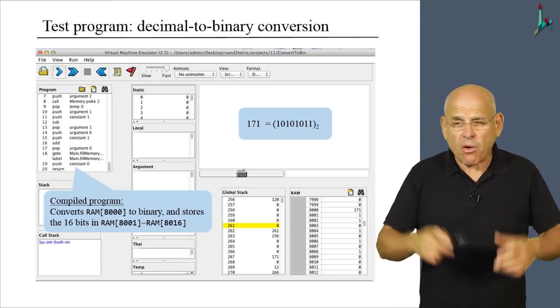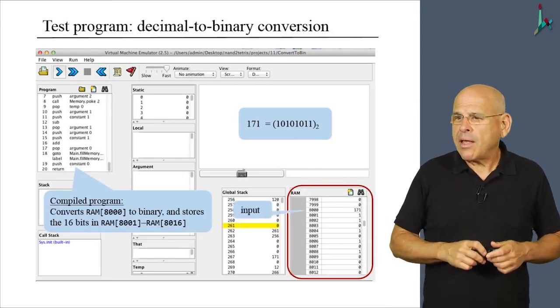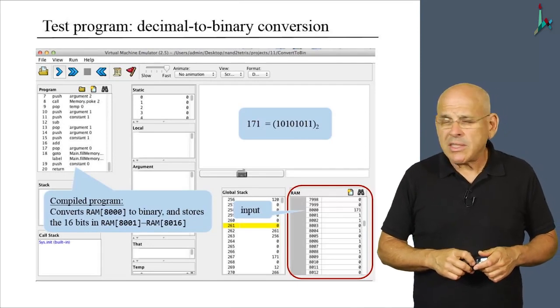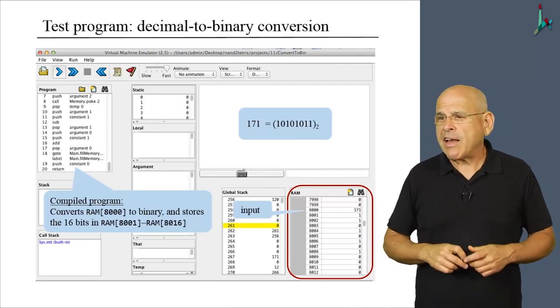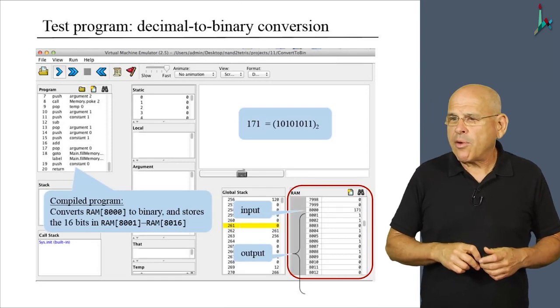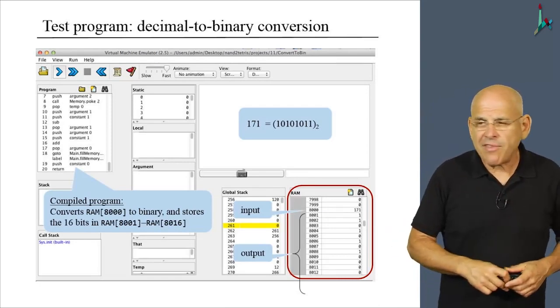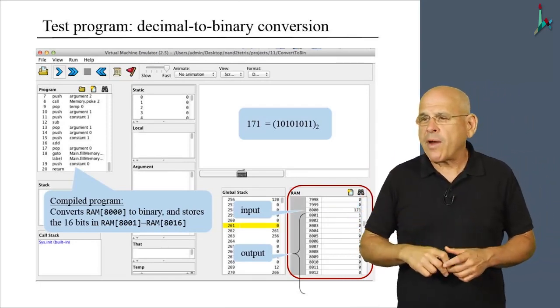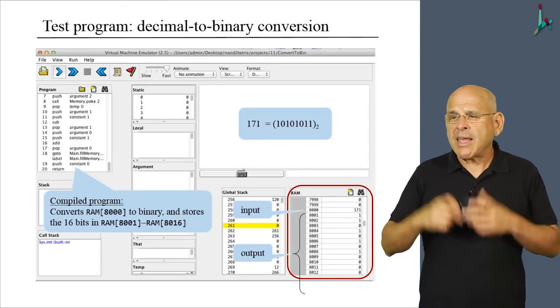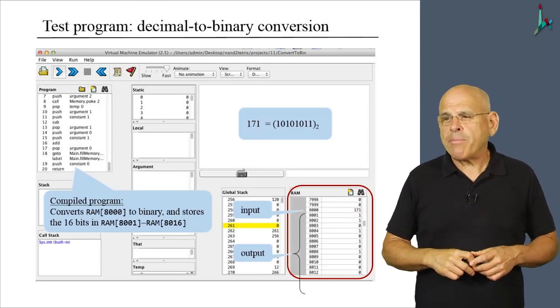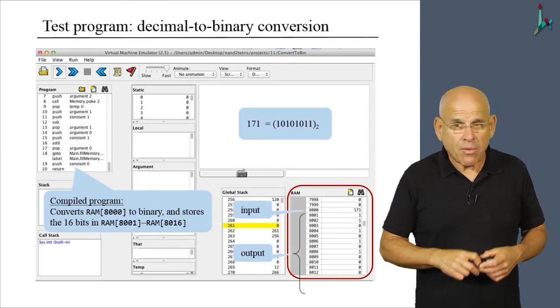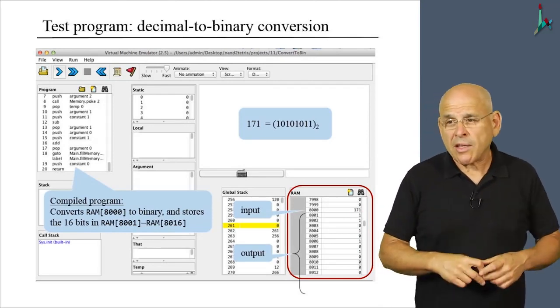So when we run this program, if we look at the RAM, take a look at 8000, we see that indeed it contains the value 171. And if we look at the next 16 values, we can scroll down the RAM. We will see that they contain the bits that represent this number in binary, if the program was well translated.